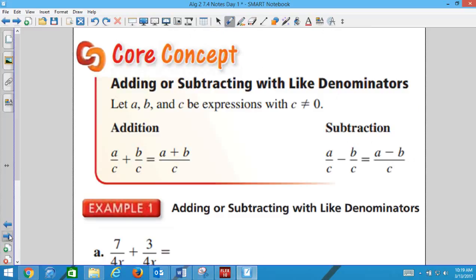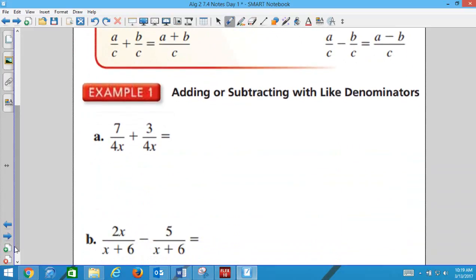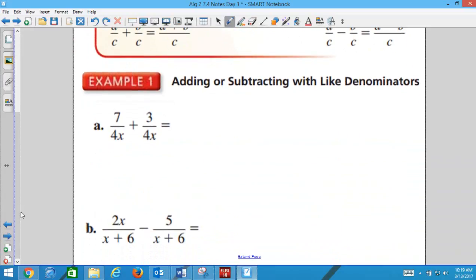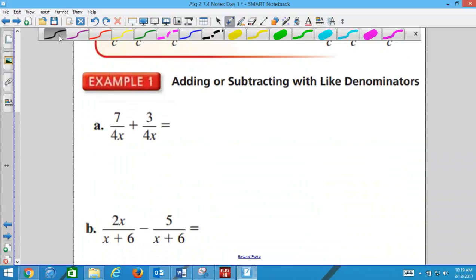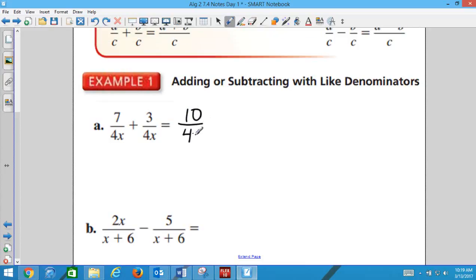Okay. Addition with like denominators. Same denominators. Ready? Okay. We have the same denominator. So when we have the same denominator, we keep the same denominator and add the numerators. We have 7 x's plus 3 x's. So now we have 10 x's.